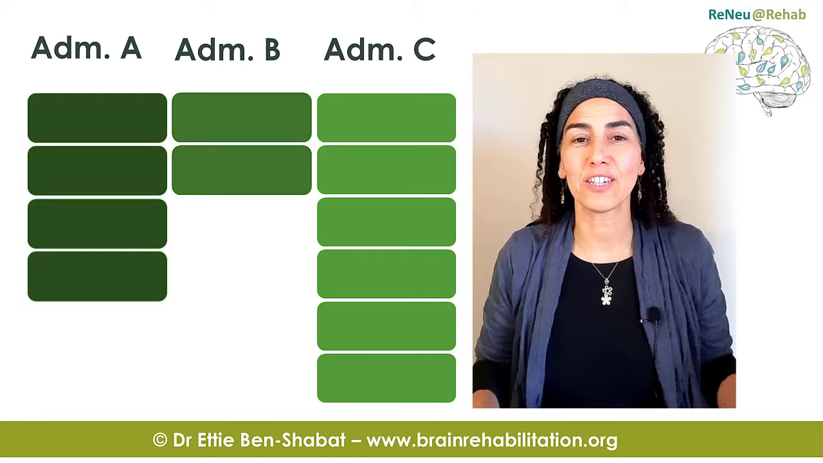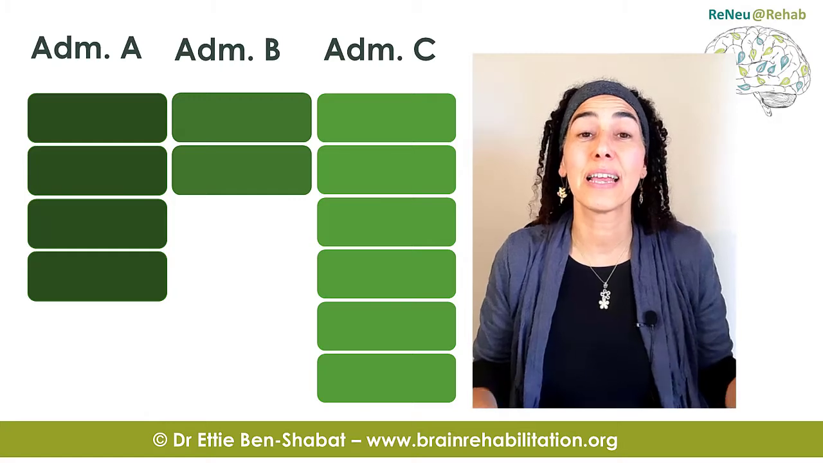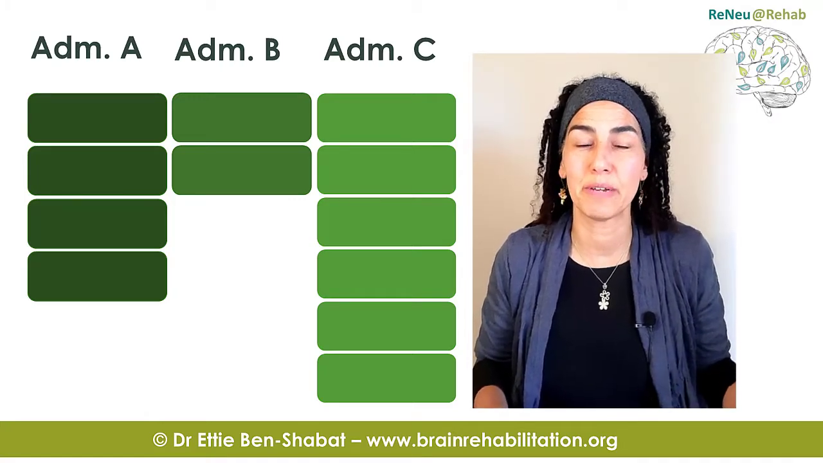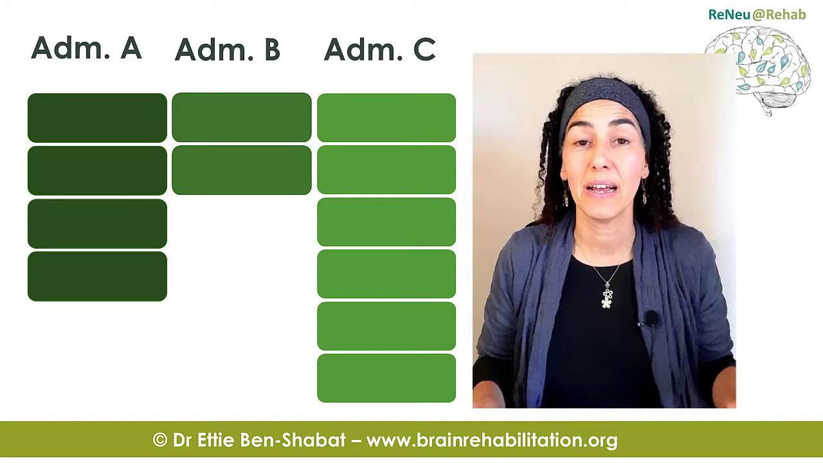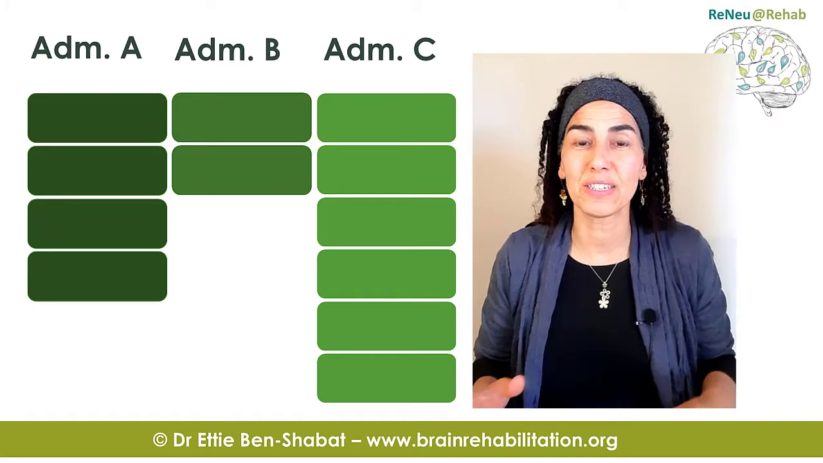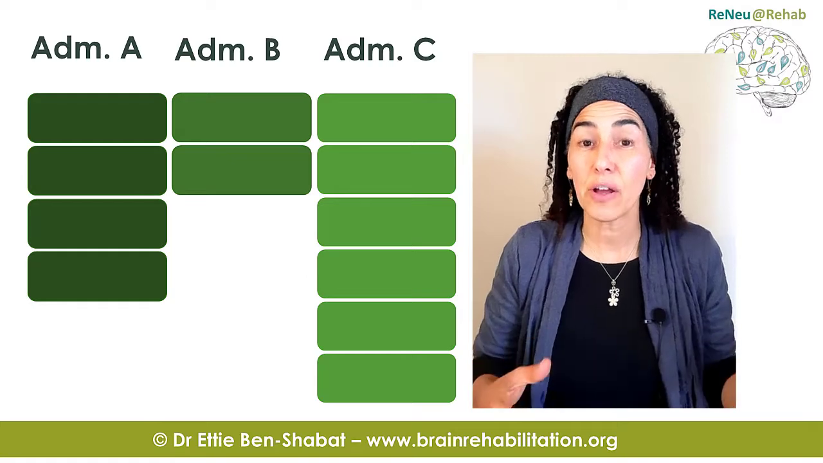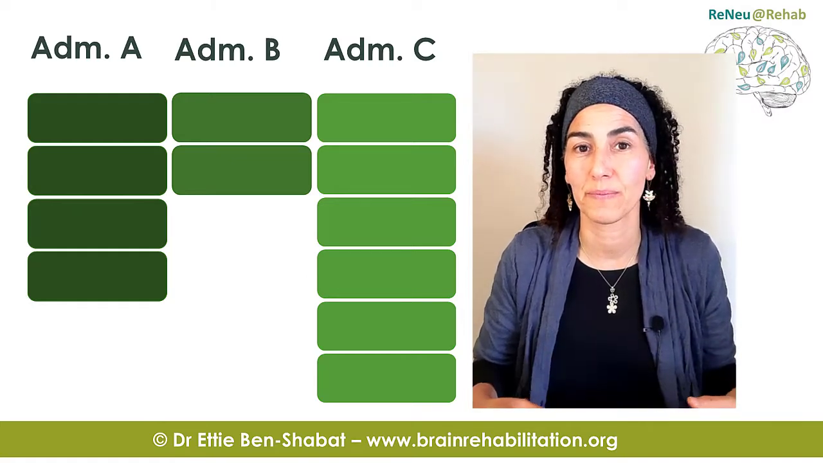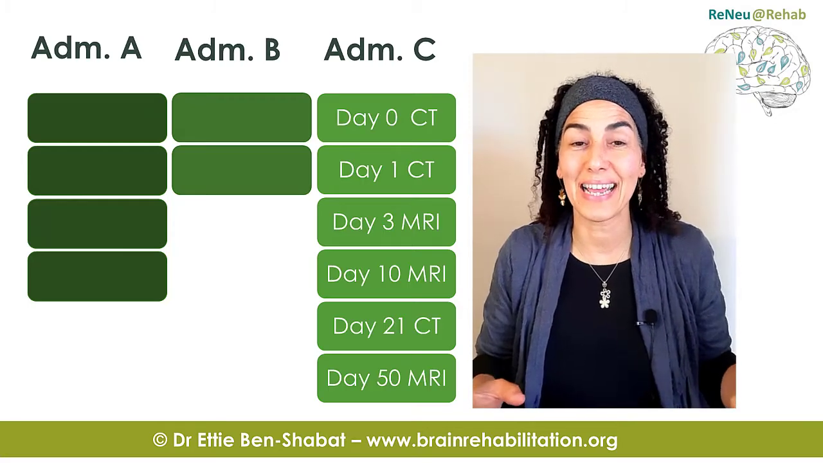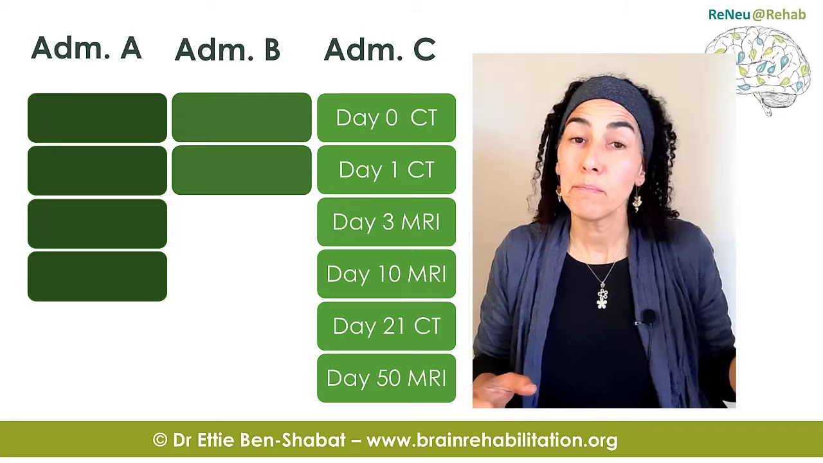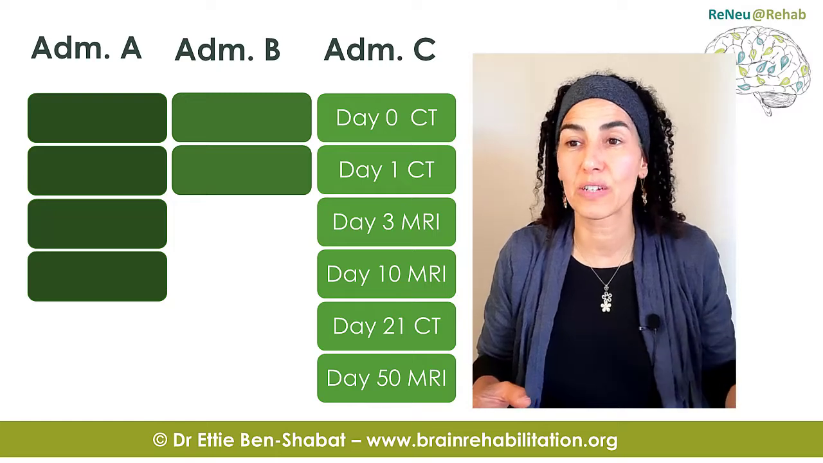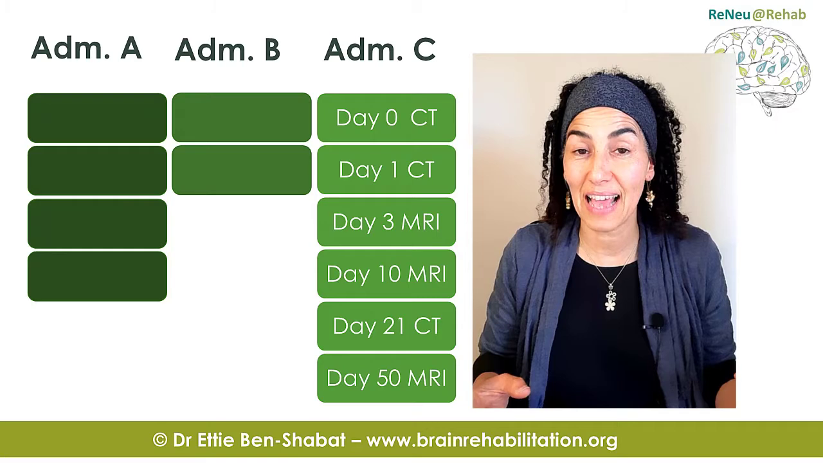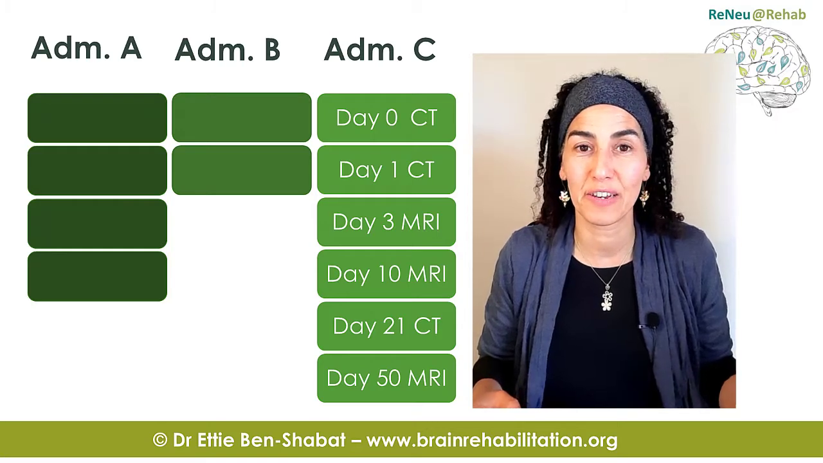Say you are a rehabilitation clinician and say you are seeing someone. They were admitted. This is their third admission. They had 2 admissions before, admission A and admission B. In each one of their admissions, they had scans taken. And they also had quite a few scans taken in their current admission. For example, they would have had a scan taken when they were admitted, maybe another one on day 1, another one on day 3, maybe an MRI on day 10, a CT scan, and another MRI on day 50.